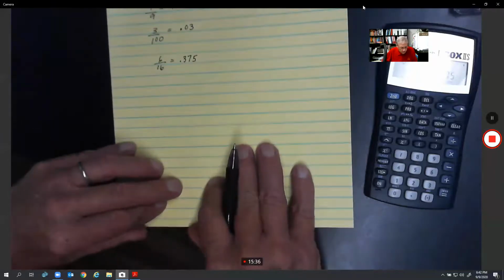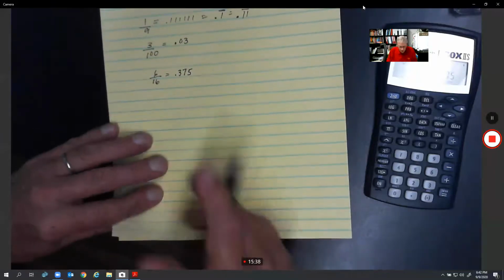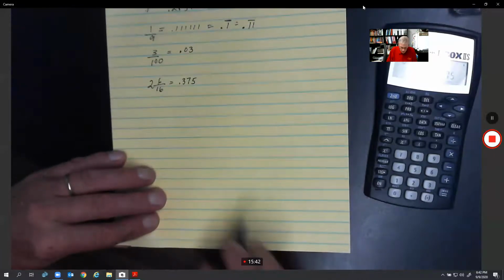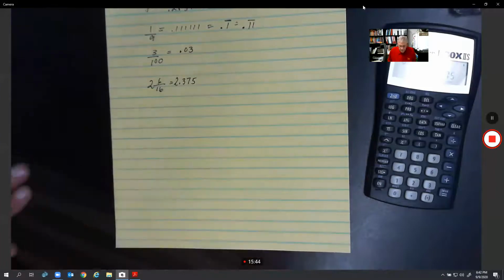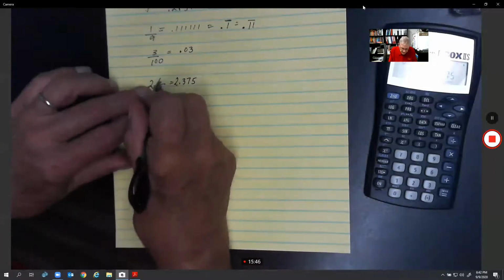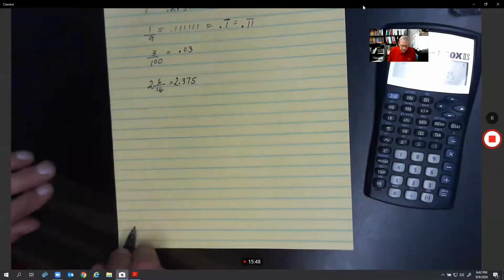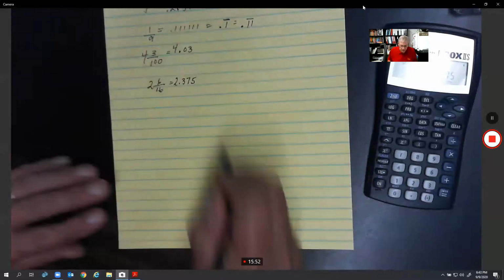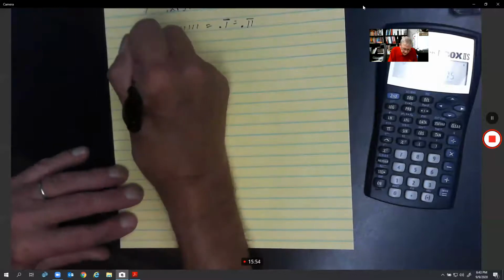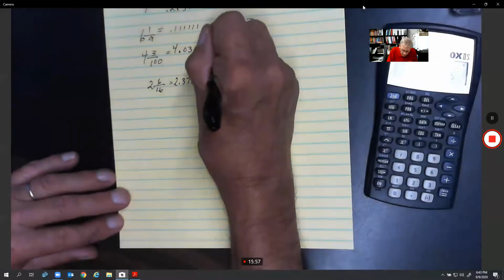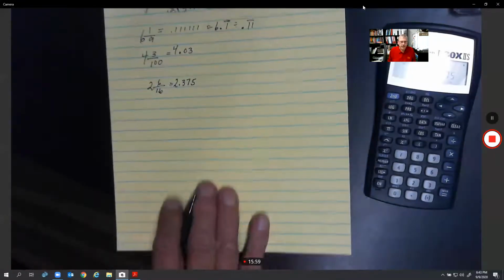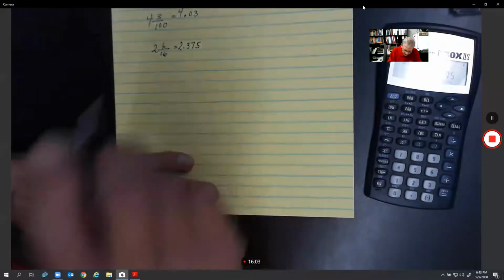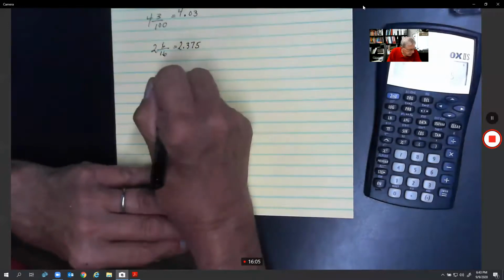Okay, so you're saying, what if I have a whole number? What if this was 2 and 6/16? Well, we just put the whole number in front. 2, because this is the decimal portion. Same thing here. 4 and 3/100ths, 4.03. 6 and 1/9, 6.1 repeating. See?